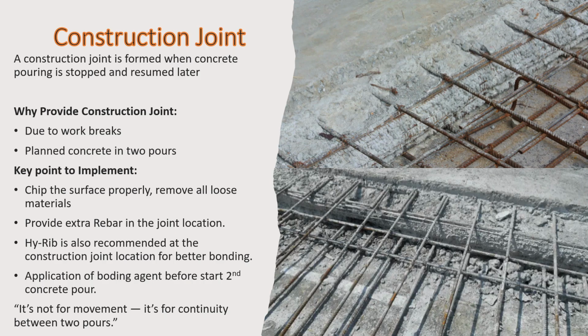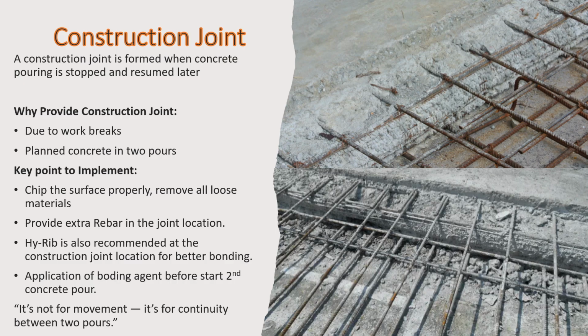Starting with the construction joint. A construction joint is actually a planned break in a concrete placement, forming a structural connection where new concrete meets the hardened concrete or old concrete. If we have a very long structural element and we have to pour in one go, but because of any reason it is not possible, we have to split the concrete into two different stages. Like we pour half of the concrete in one day and then half of the concrete on another day. So in such cases we have to provide the construction joint. A construction joint is not related to controlling movement, it's only related to continuity between two pours.